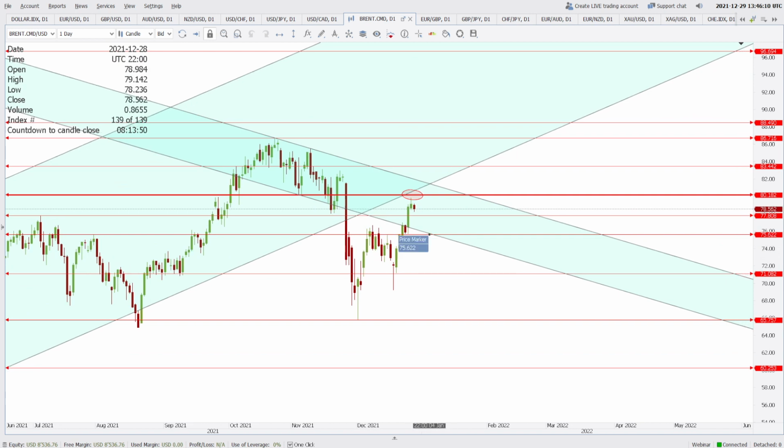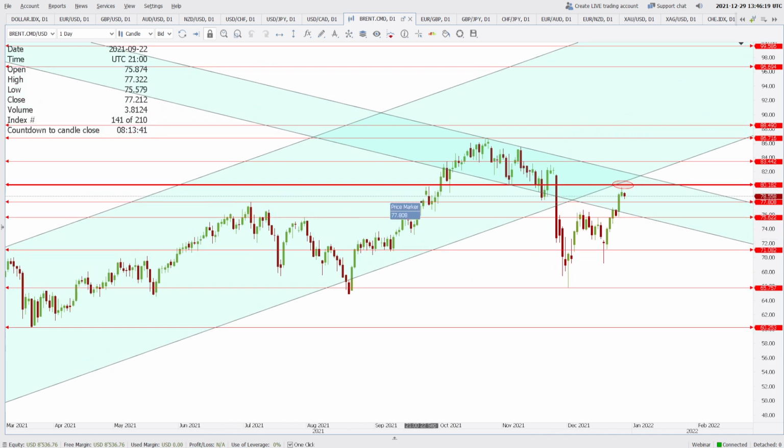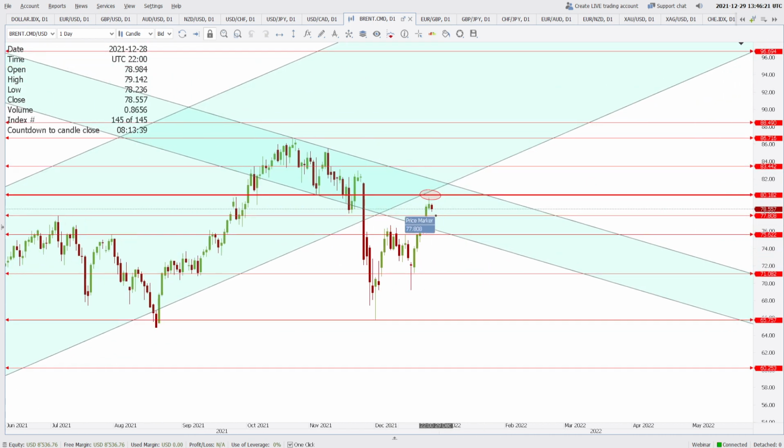So I'm expecting 75.62 also to act as a good price level if it starts going down. But 77.80 is also a level worth watching. So 77.80 may be acting as a good support. If it does, then 80.18 may be tested again.